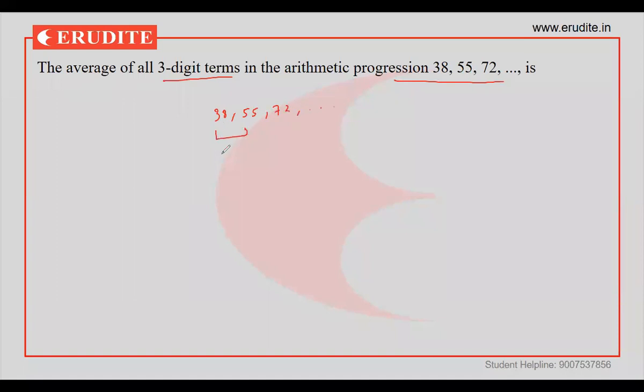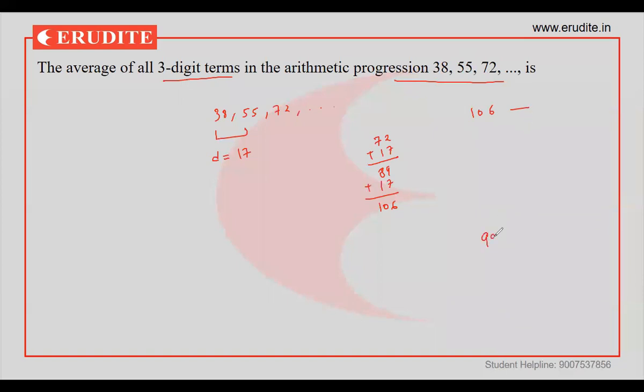So you can see, guys, the common difference D is how much? 55 minus 38 is 17. So guys, for 3-digit numbers, if I add 17 to 72, it is 89. Then again, if I add 17, it is how much? 106. So the smallest 3-digit number which follows this series is 106.